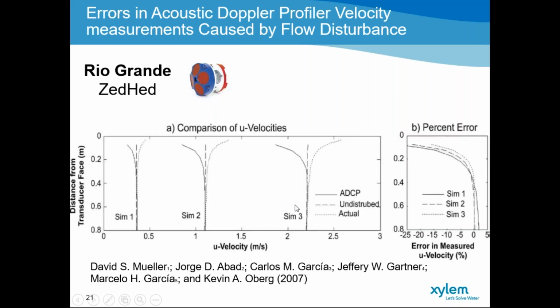The same process was performed on the Rio Grande Z-head. Again, the ADCP portion, the undisturbed velocities measured, and then the actual measurements from CFD and ADV and PIV measurements.